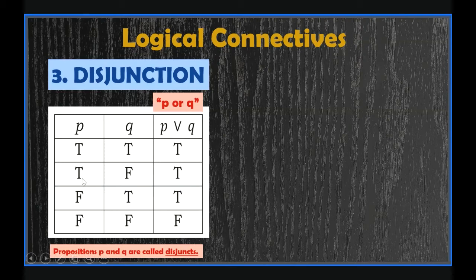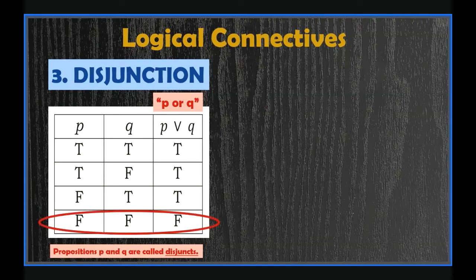Okay? What about the second one? True or false? Kapag pinag-combine ko yan, it's a true statement pa rin. Okay? Kasi may isang true. Same here. Dahil may isang true, true pa rin. Okay? Magpo-false lang ang isang disjunction kapag parehong false yung statements na pinag-combine. Okay? So, please take note of that.